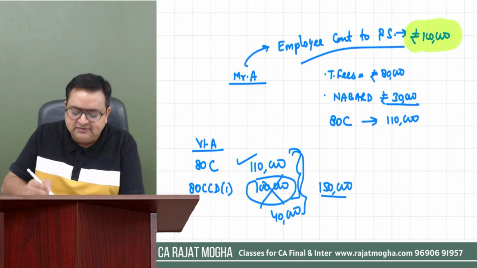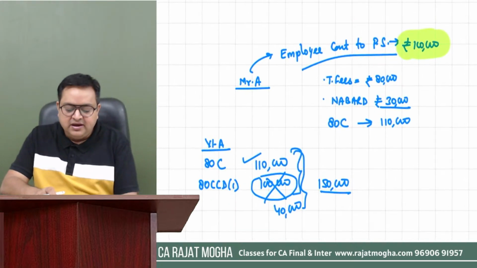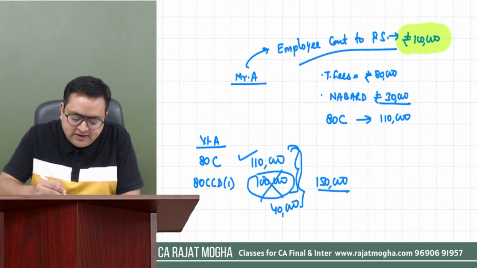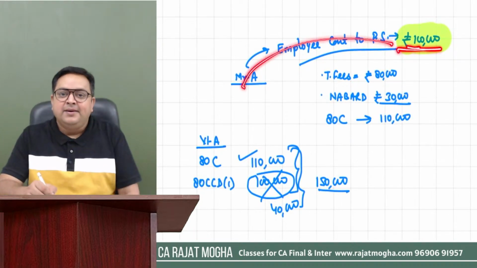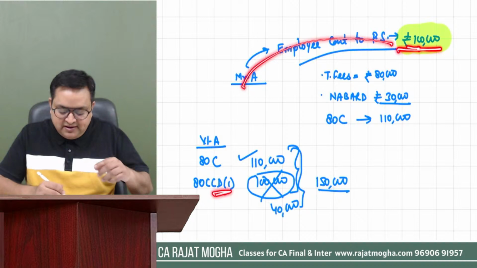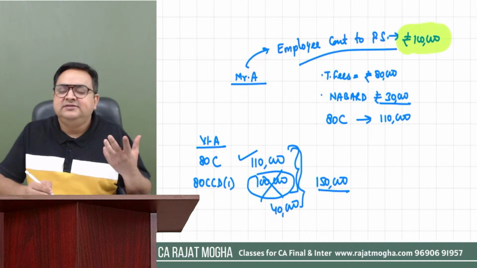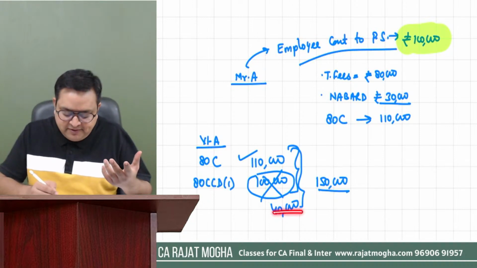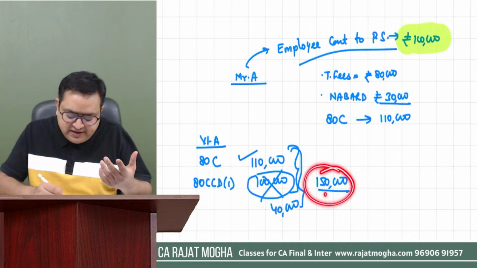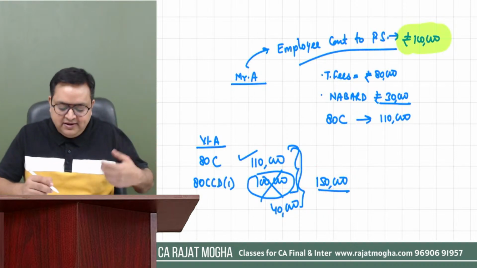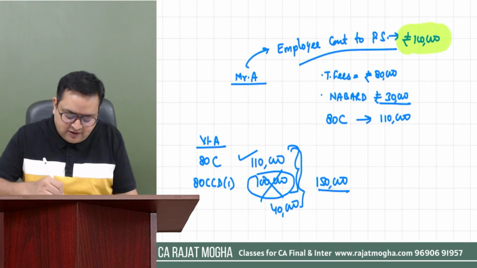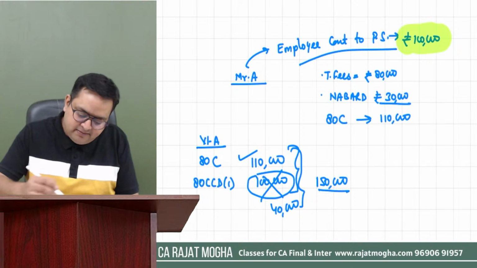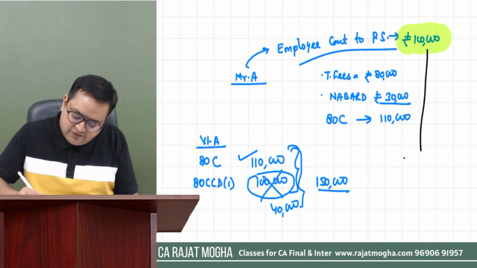That is the reason, now it is 1,50,000. So please tell me how much the employee is contributing. The employee is contributing 1 lakh. But in 80CCD1, how much deduction does he get? Just 40,000. Why 40,000? Because this 1,50,000 limit was already exhausted by other sections, right? So here you can claim only 40,000 deduction. So here we have already claimed 40,000.